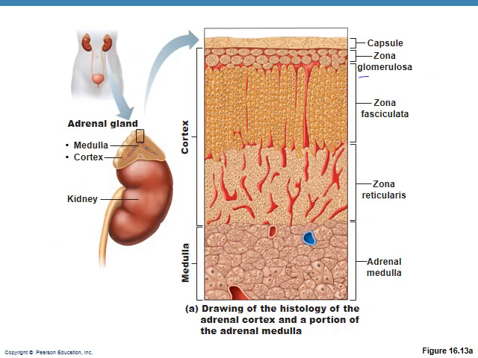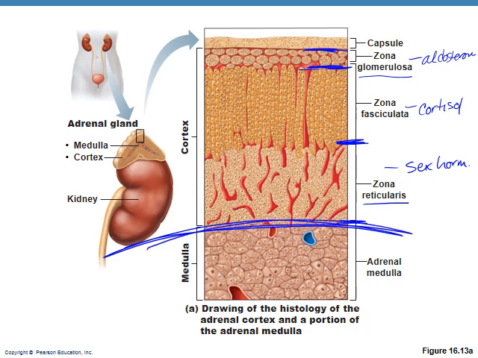So here you can see the zona glomerulosa. That's this area, this layer. And this is going to produce aldosterone. Then here we have the zona fasciculata. This is going to produce cortisol. And then we have the zona reticularis. This is going to be the sex hormones. I'm just going to abbreviate. Here's the division line between the adrenal medulla and the adrenal cortex.